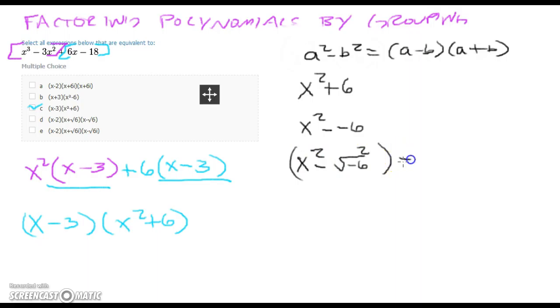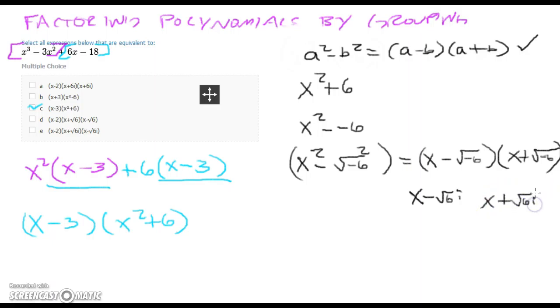Now at this point, I can go ahead and convert using this formula up here. I know that it's going to be x minus the square root of negative 6 times x plus the square root of negative 6. Again, that's just using this formula. A is x and b is the square root of negative 6 because that's what's being squared. So now I have these two factors, and of course we know from a previous lesson that I need to rewrite these as imaginary numbers. So I have x minus the square root of 6i and x plus the square root of 6i.